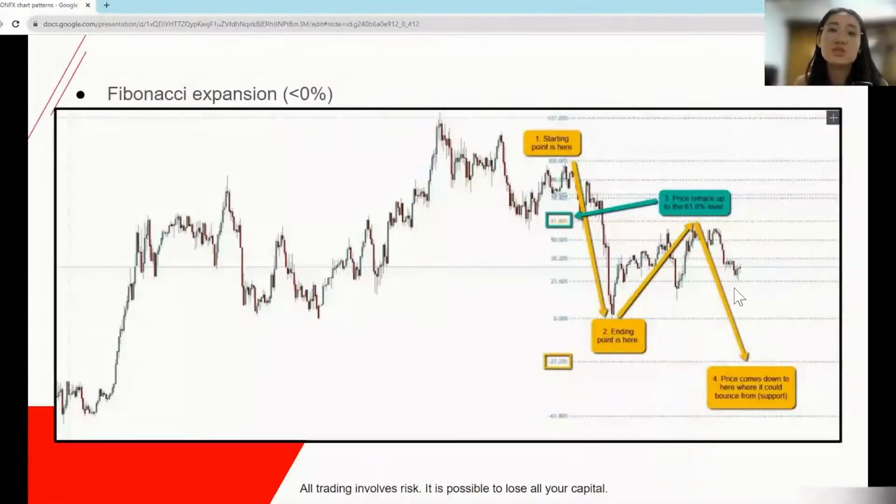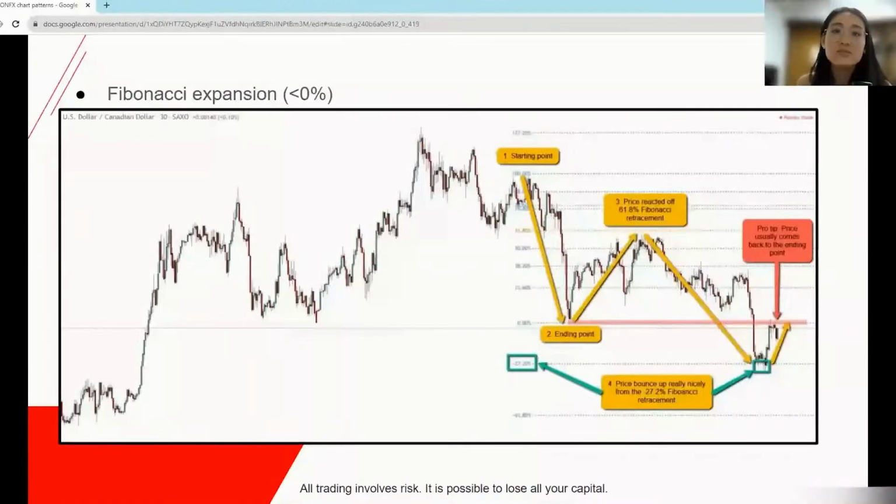And in order for us to project where price is heading towards, that's where our negatives come in. We're expecting price to come down to this negative 27.2, where it could bounce off from support. Okay, and you can see this is the aftermath of that, and that's exactly what happened. Price bounced off and reversed off of our negative 27.2. Okay, bounced off really nicely.